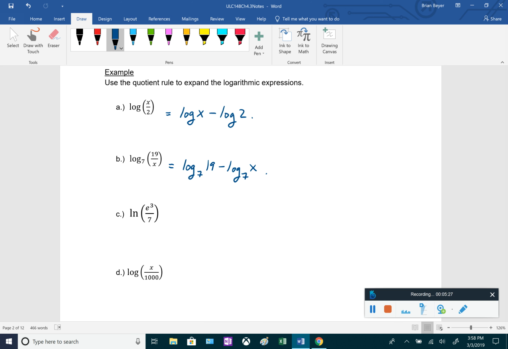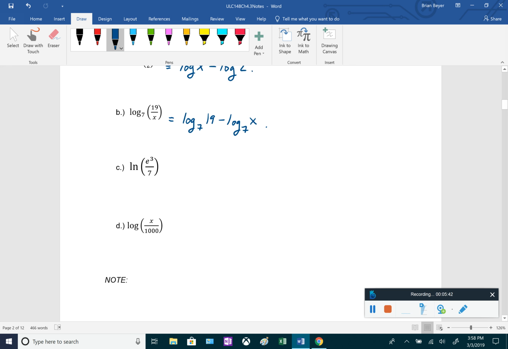Log base 7 of 19 is not going to be a whole number because, thinking of it in terms of what it would be evaluated as, 7 raised up to an exponent equals 19. That's not going to be a whole number, so we're just going to leave it like that.